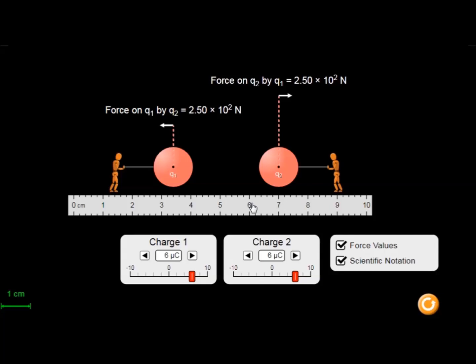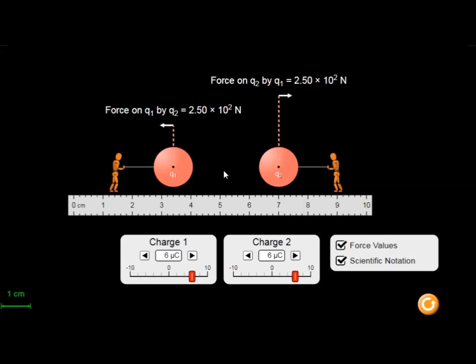Hi everyone. As you know, like charges repel each other and unlike charges attract each other. Here we have two charges, Q1 and Q2. Q1 is charged with 6 Coulomb, Q2 is charged with 6 Coulomb. I can change it to 4 Coulomb or I can increase it. So they are applying force on each other. They are repelling each other actually.